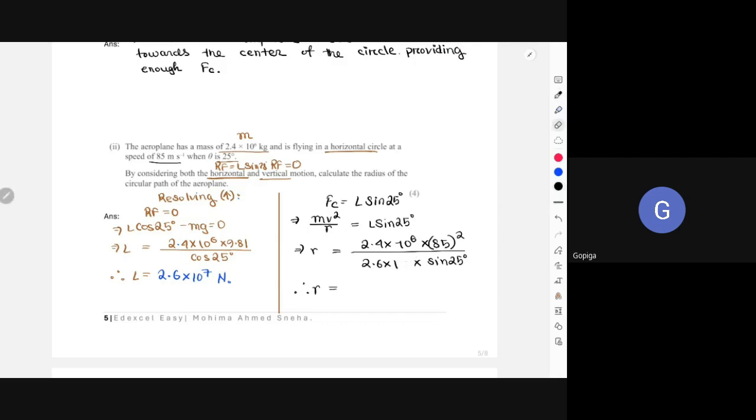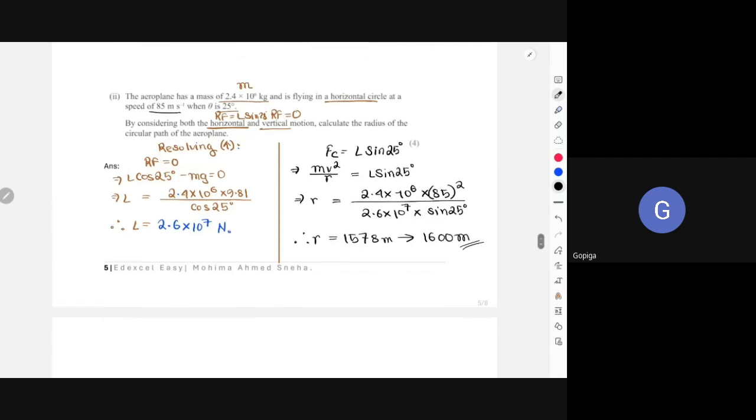Again, I made a mistake. This was 7. Sorry. The answer should be 1600, not 1000, because you have a 10 in the denominator. Basically, you're getting 1578. Obviously, we can round that up to 1600 because all the data in the question were given in 2 SF. So I'll write 1578 meters, which will be rounded up to 1600 meters. And that is the final answer then.